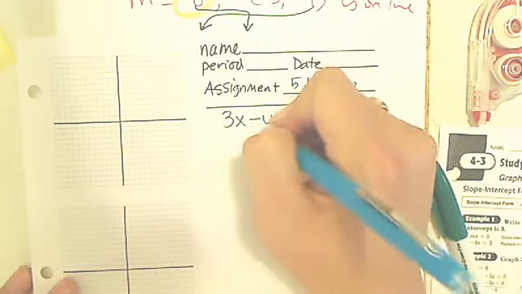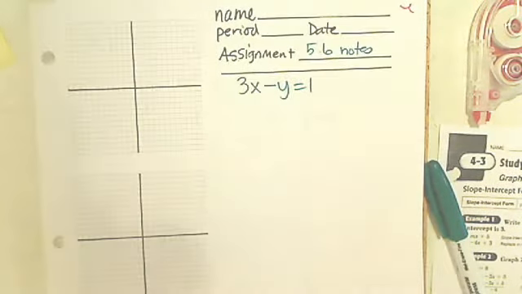3x minus y equals 1. If you're pretty comfortable, go right on ahead. 3x minus y equals positive 1. Think 3 steps ahead. What will happen? Not 1. Yeah. Negative 1. You're dividing by negative 1. Okay. Never leave your y in a negative form.